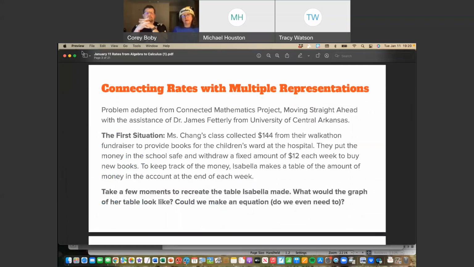So this problem is a pretty old school problem. Miss Chang's class did a walkathon. They collected $144, and they were going to buy books for children in a hospital. Okay, they wanted to spend $12 worth of books each week, and they make a table.